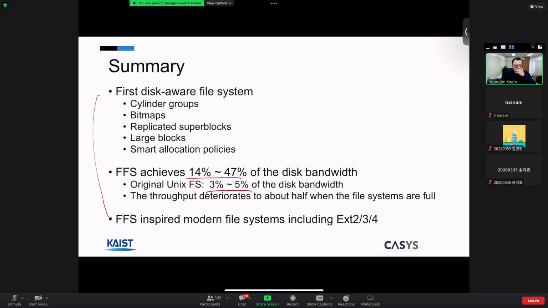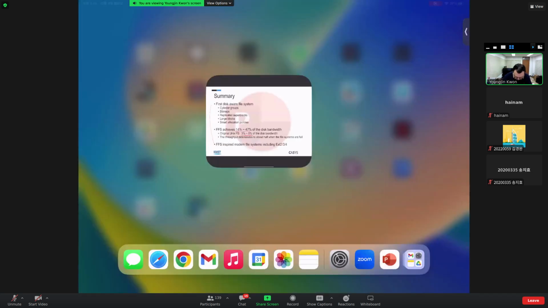Clear, right? So that's the end of FFS and the basic story of a file system. And before moving to crash consistency, which is the last lecture, any questions? Okay, so all right. One thing.